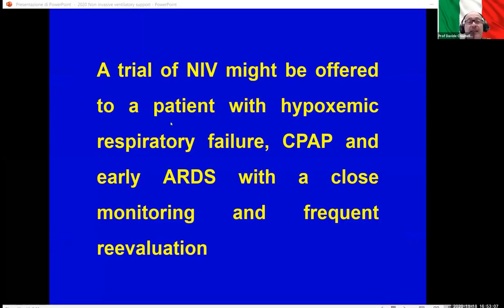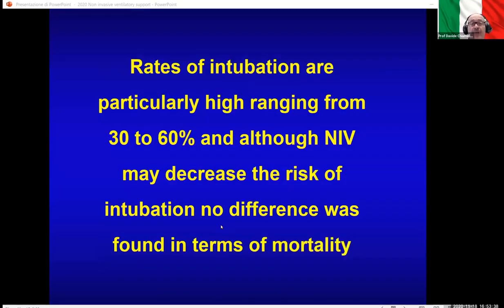However, the same guideline suggests that a trial of non-invasive ventilation might be offered to patients with hypoxemic respiratory failure, CPAP in early ARDS, with close monitoring and frequent reevaluation. Remember that patients with ARDS can fail up to 40-45%. The rate of intubation can be high, and some studies reported that non-invasive ventilation could decrease the possible risk of intubation. However, no difference was found in terms of mortality.